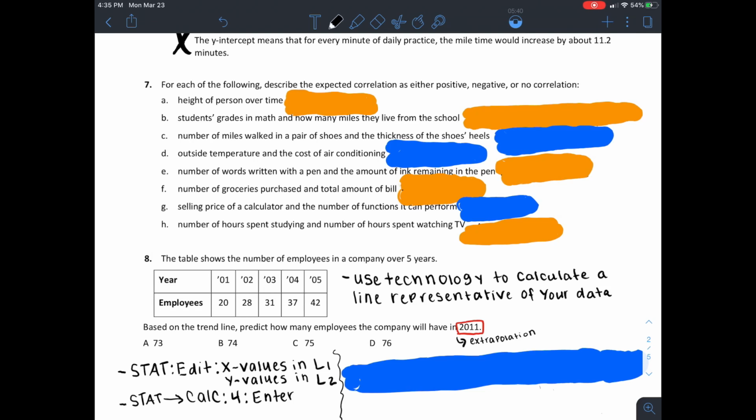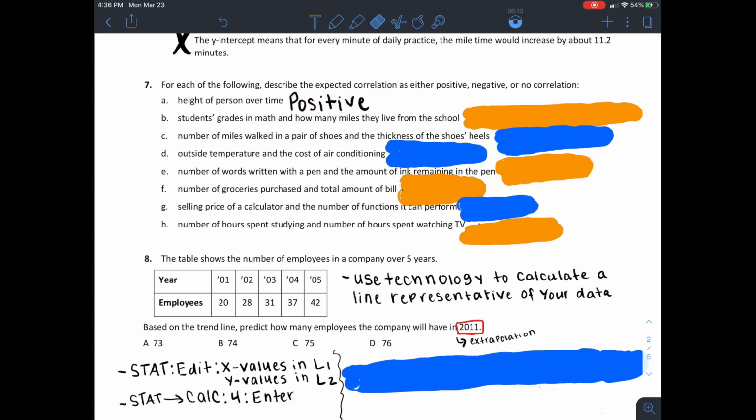Gives us a number of examples. Number A, the height of a person over time. All right. So typically over time, people grow. So I'm going to say that the height of a person over time is a positive correlation because as time increases, the height increases. If both are increasing, it's going to show positive correlation.